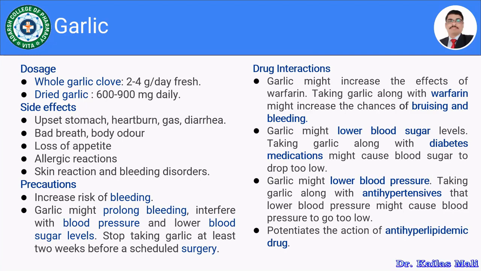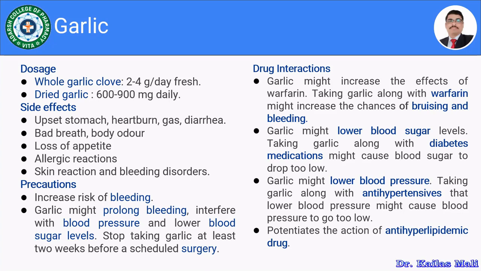Then the second drug interaction is related with garlic and diabetes. Garlic has an ability to reduce the blood sugar level. So taking garlic with an anti-diabetic drug leads to a decrease in the blood sugar level, which may lead to hypoglycemia, and one should monitor the blood sugar level when garlic is combined with anti-diabetic medication. So this is the second drug interaction.